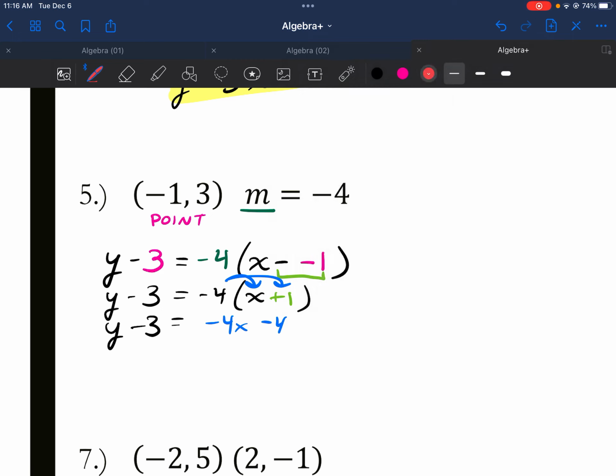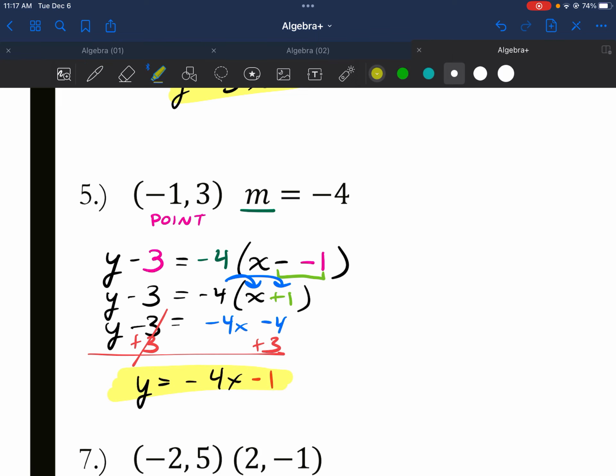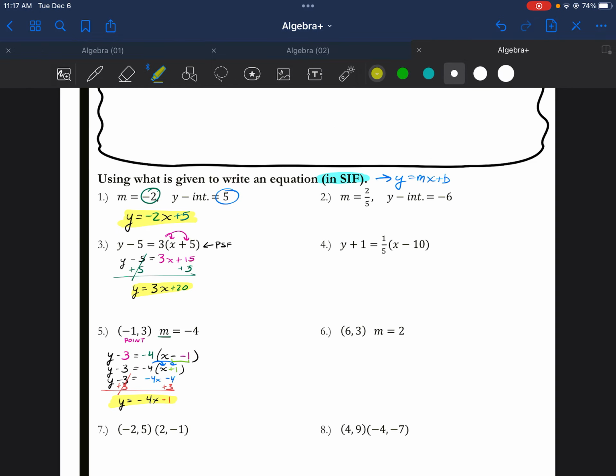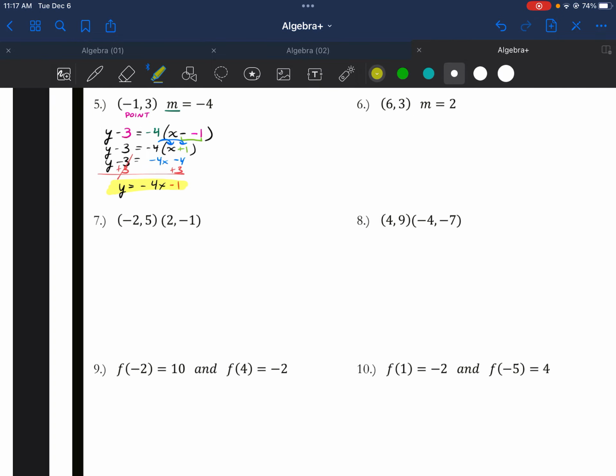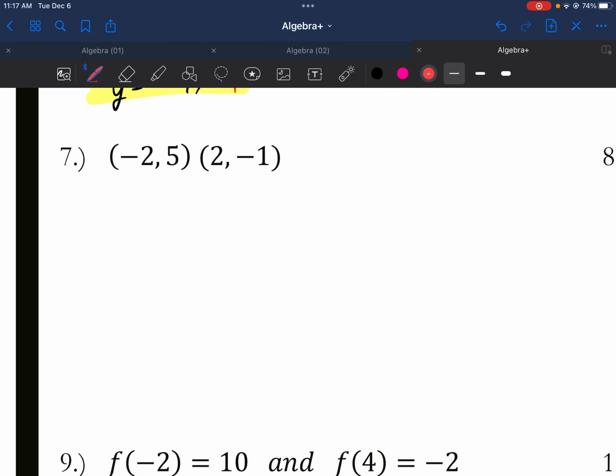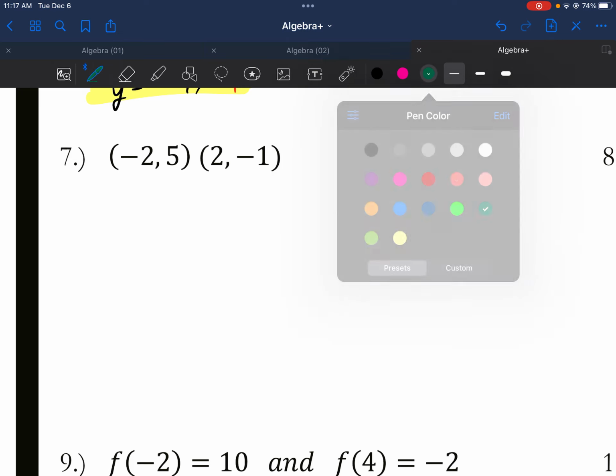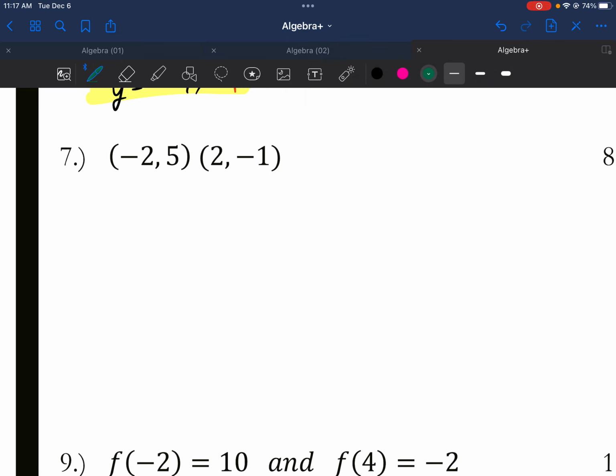And then I'm going to add 3, right? Because my whole goal is to isolate my y. So I get y equals negative 4x minus 1. My y is isolated. It's in slope-intercept form. So if you look at these again, all of these are what do I have? What can I do with it? So number 2, I have 2 points. The only thing I can solve for when I have 2 points is slope. So I'm going to solve for slope first.